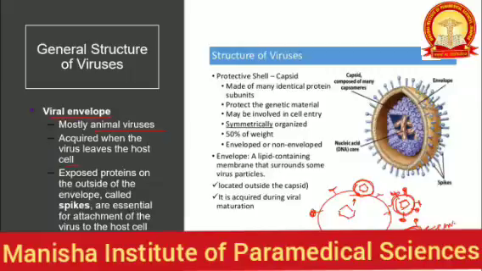Made up of many identical protein subunits, it protects the genetic material, and may be involved in cell entry as well as cell exit. Once they have this envelope, the next time this virus attacks another host, the fusion becomes a lot easier, because the host cell surface is a cell membrane made up of phospholipid. This envelope is also made up of similar phospholipid components, so they can interact quite well and the fusion can be facilitated even faster.